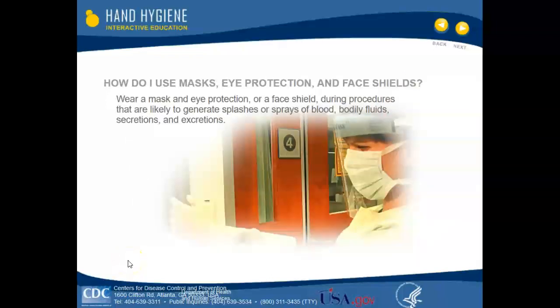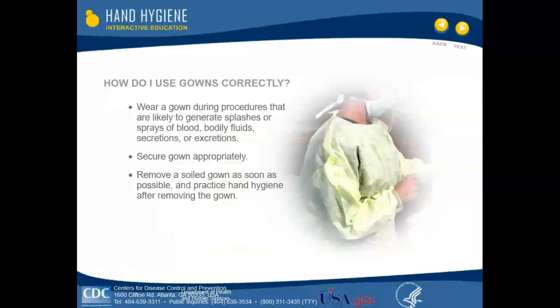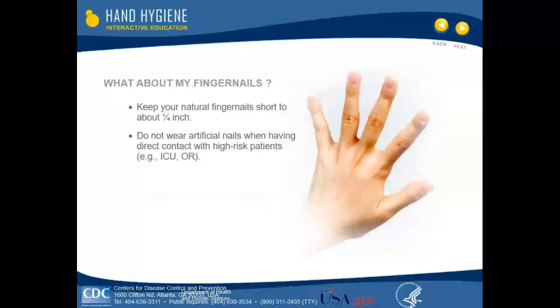Wear a mask and eye protection or a face shield during procedures that are likely to generate splashes or sprays of blood, bodily fluids, secretions, and excretions. Wear a gown during procedures that are likely to generate splashes or sprays of blood, bodily fluids, secretions, or excretions. Secure the gown appropriately. Remove a soiled gown as soon as possible and practice hand hygiene after removing the gown.